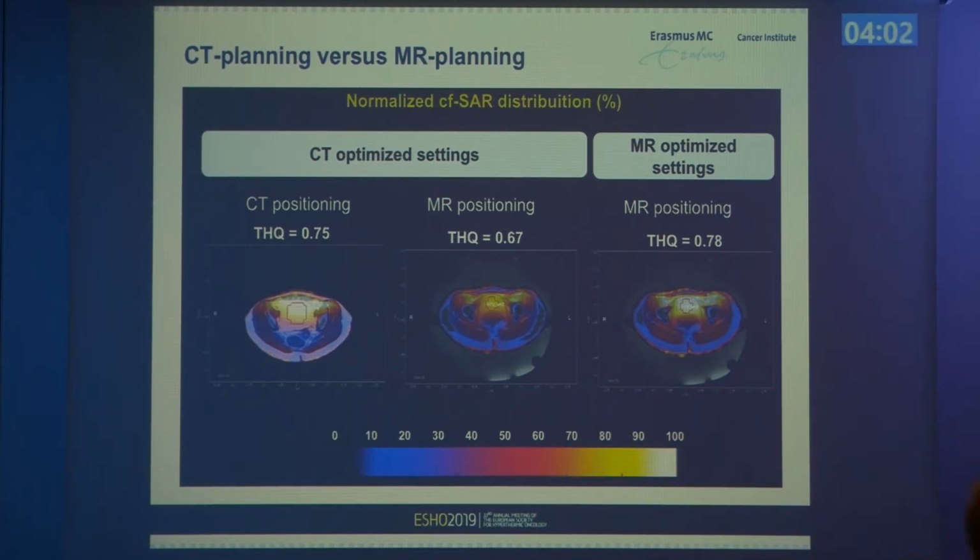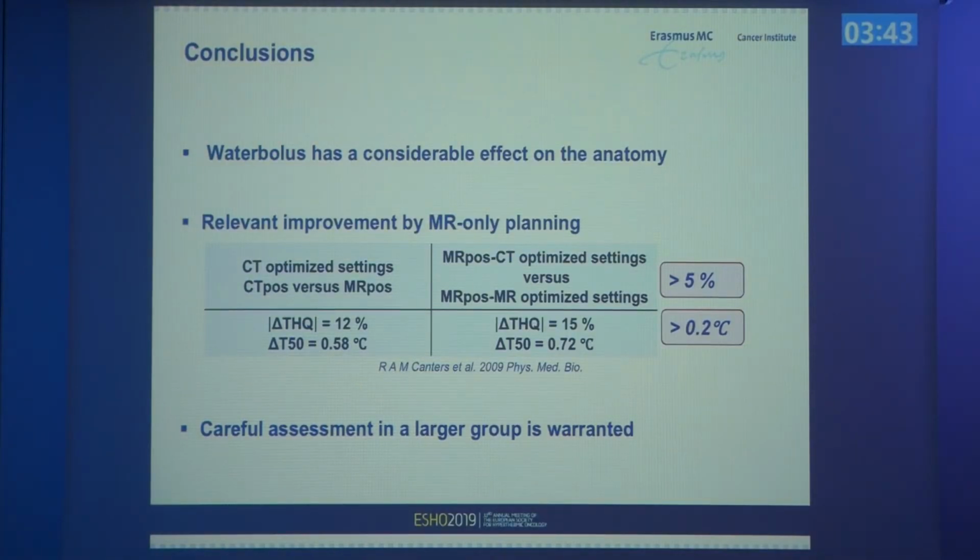Then we re-optimize these antenna settings according to the position in the MR. And we saw that it goes back to the same THQ of the CT positioning, and it's even slightly better. So with this, we can already draw some preliminary conclusions, let's say. The first one is that the water bolus indeed has a considerable effect on the anatomy, and we should include it in the planning.